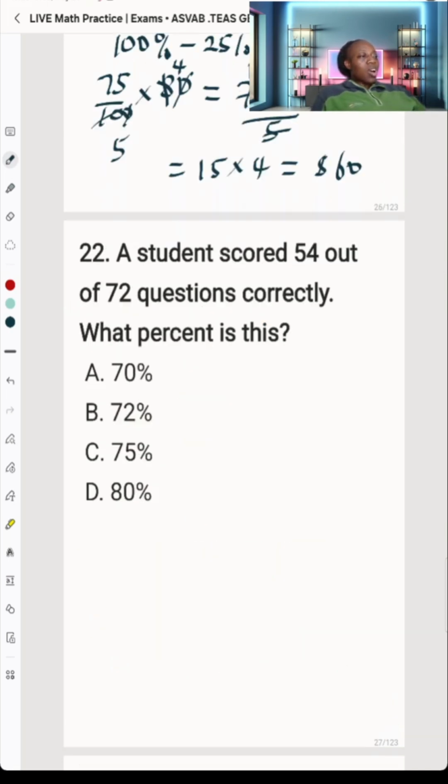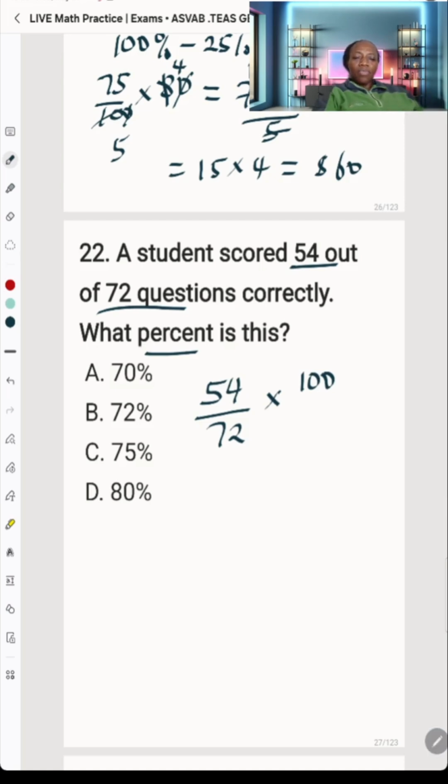A student scored 54 out of 72 questions correctly. What percent is this? What is the question saying? 54 out of 72, what is the percent? How do we do that? 54 divided by 72, then multiply by 100, because the question is asking what percent that is. Then 9 can divide. How many 9 in 54?